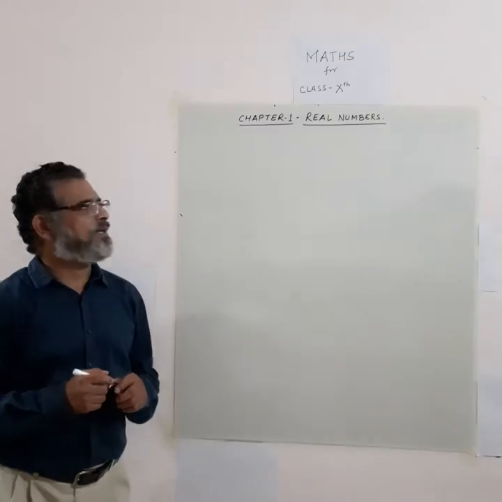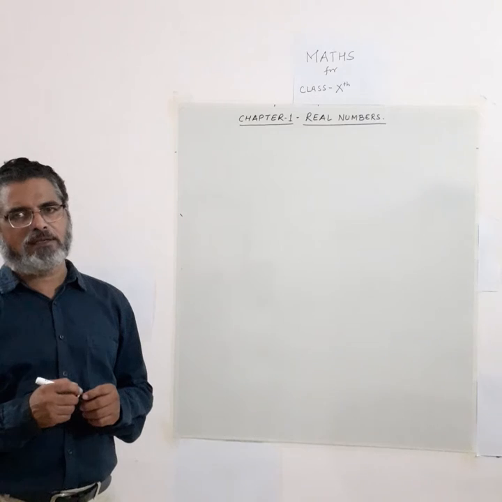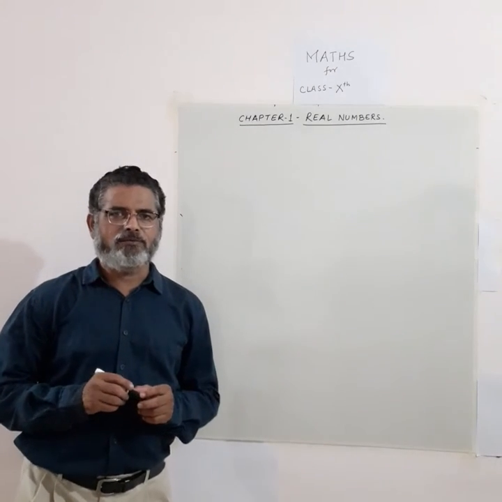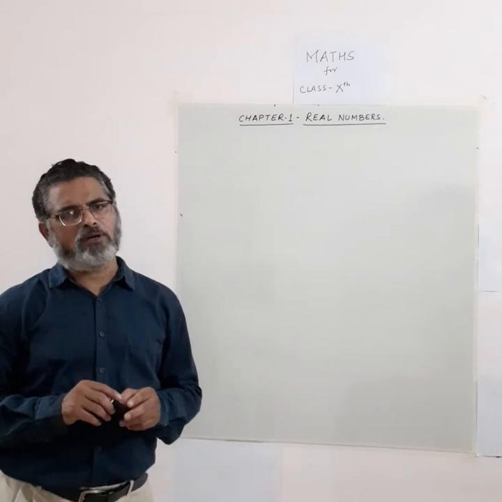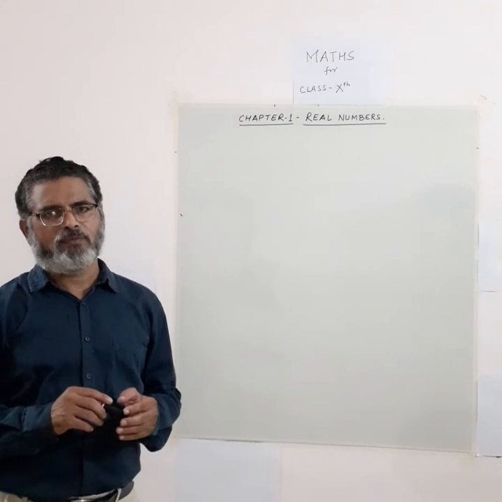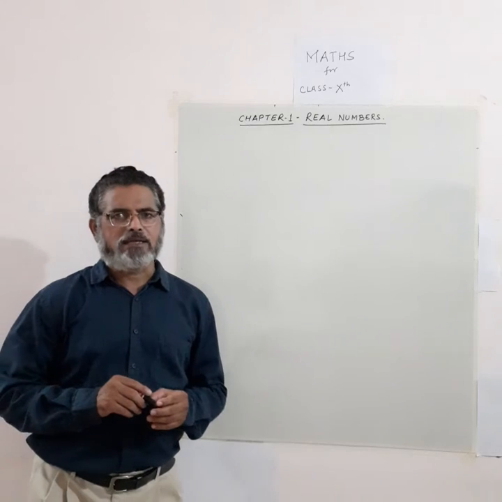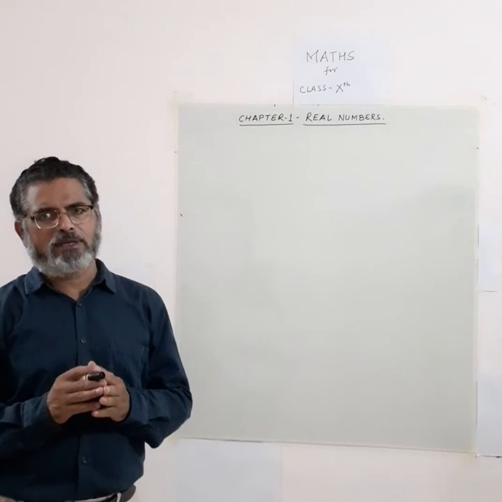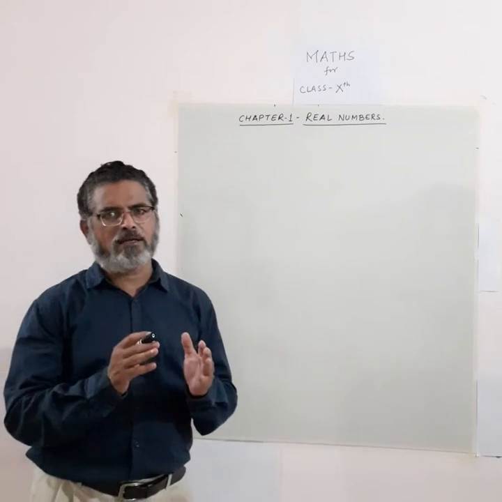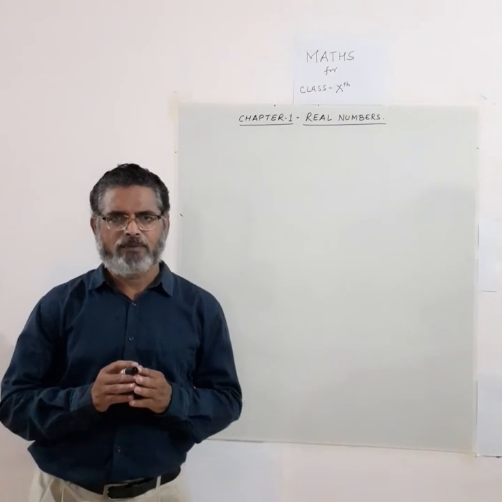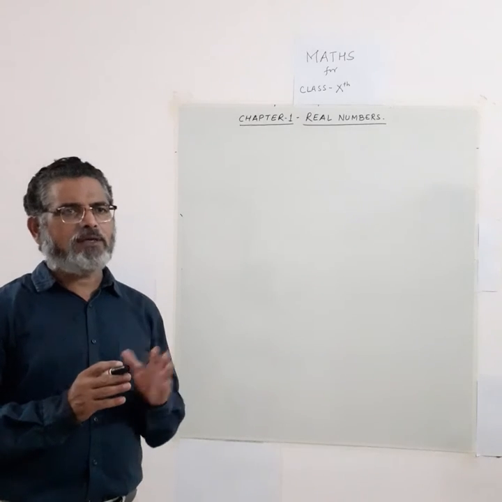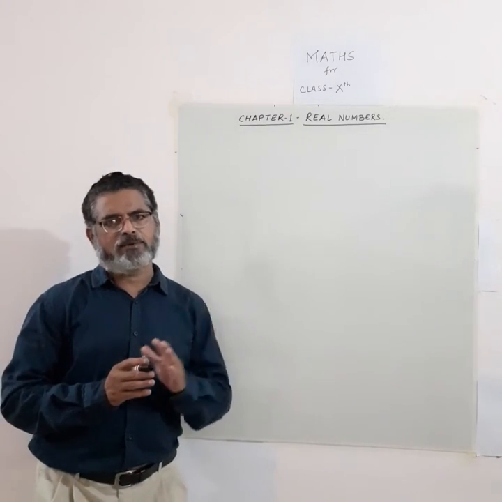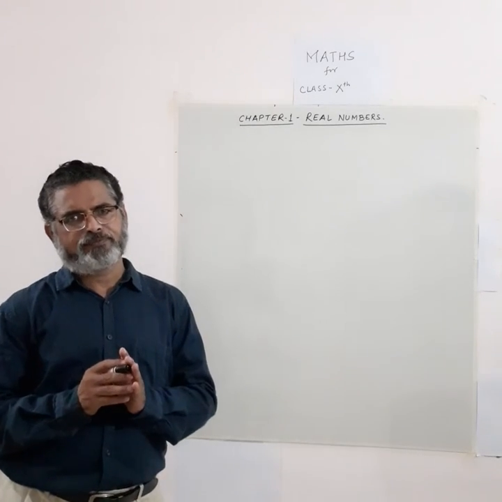Now, today we start chapter 1, that is the real numbers. Real numbers we have discussed in class 9 or earlier classes also. In that class, we learned the set of real numbers is a combination of rational and irrational numbers. Here in this chapter, we understand some basic concepts of these numbers also.